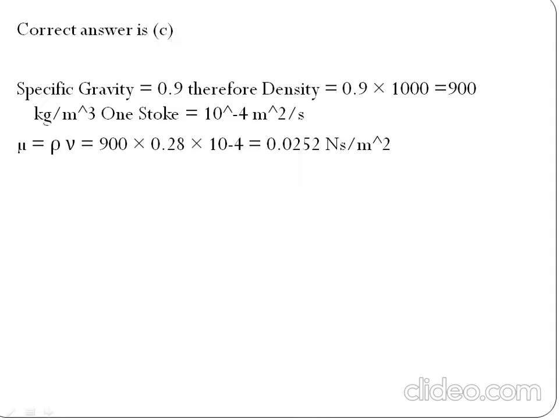Specific gravity is 0.9, so density is 0.9 into 1000, equal to 900 kg per meter cube, and 1 Stoke is equal to 10 to the power minus 4 meter square per second. We know dynamic viscosity is density into kinematic viscosity. Here it is 900 into 0.28 into 10 to the power minus 4. So dynamic viscosity comes out to 0.0252 Newton second per meter square.